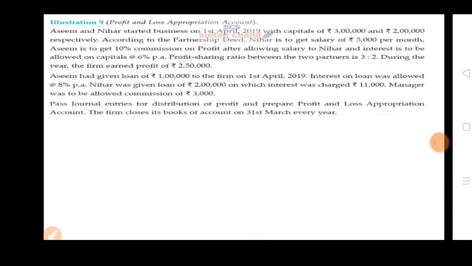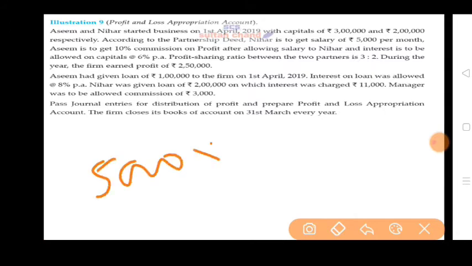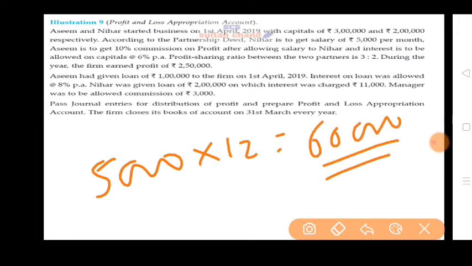Asim and Nehar started business on 1st April 2019 with capital of 3 lakh and 2 lakh respectively. So Asim and Nehar, two partners are there, and their capital is 3 lakh and 2 lakh. According to the partnership deed, Nehar is to get a salary of 5,000 per month. So this 5,000 per month will be converted into years, 5,000 into 12, 60,000 will be the salary of Nehar, which you will write in the profit and loss appropriation account on the debit side because it is an expense of the firm.